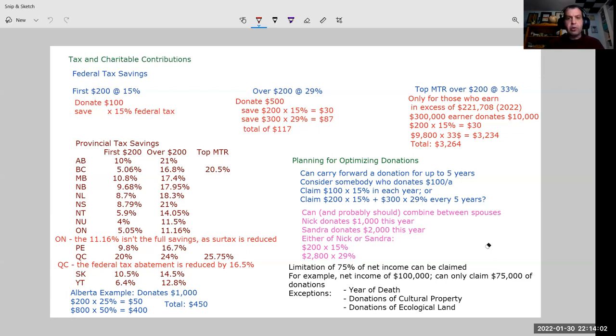Okay, I hope that's helpful. There will be an advanced version of this video. We'll deal with capital gains and charitable contributions. There's a few rules to delve into there, but this should cover the basics.